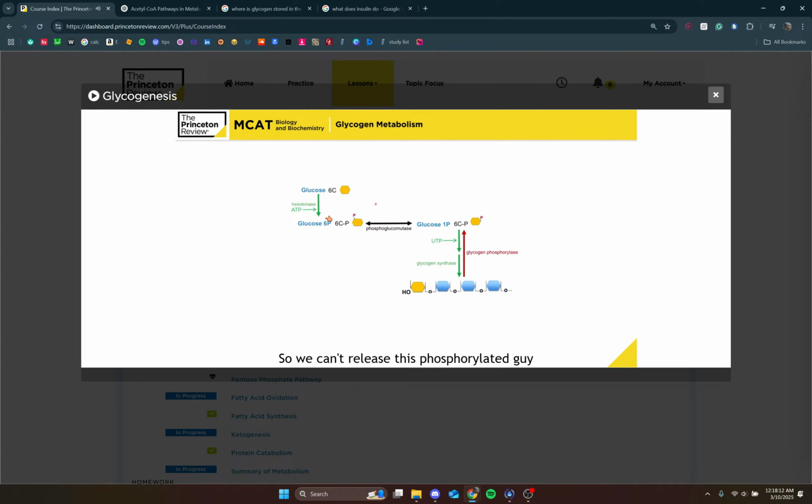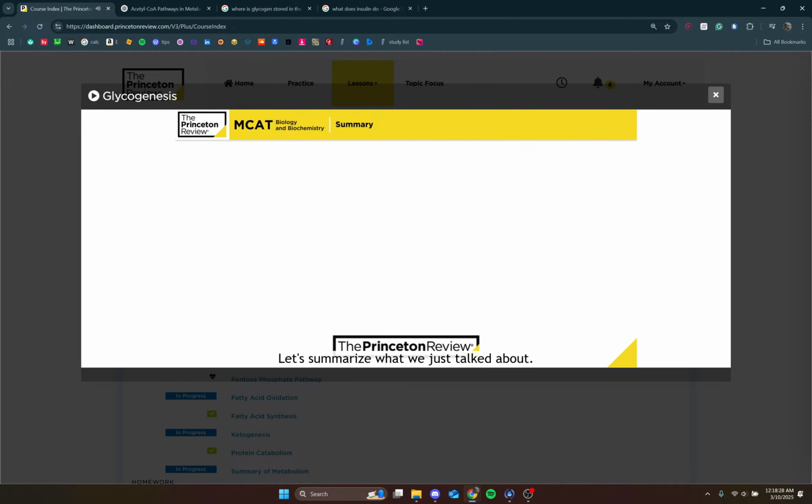So we can't release this phosphorylated guy into the bloodstream. Glucose with a phosphate on it won't cross the cell membrane, so we have to dephosphorylate it. We're going to use our enzyme glucose 6-phosphatase that creates a non-phosphorylated glucose that we can now release into the bloodstream. Let's summarize what we just talked about.